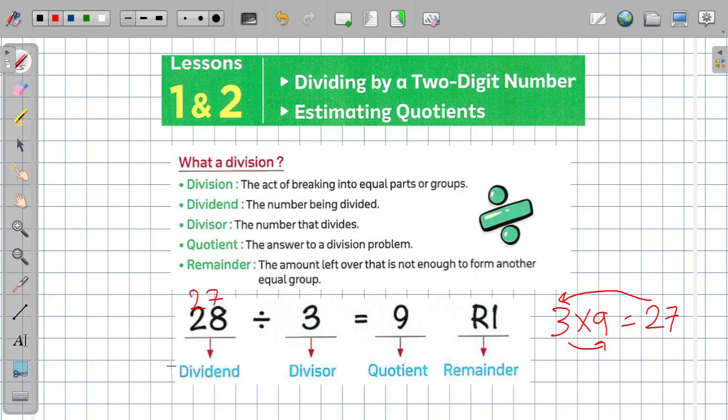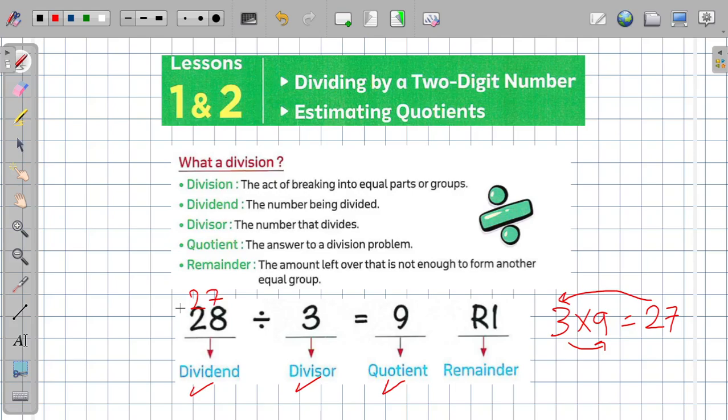So the first number here is called the dividend of the division, and the second number here is the divisor, and the result of the division operation is the quotient, and here I have the remainder, and this is the difference between the number and the real numbers that I divided.